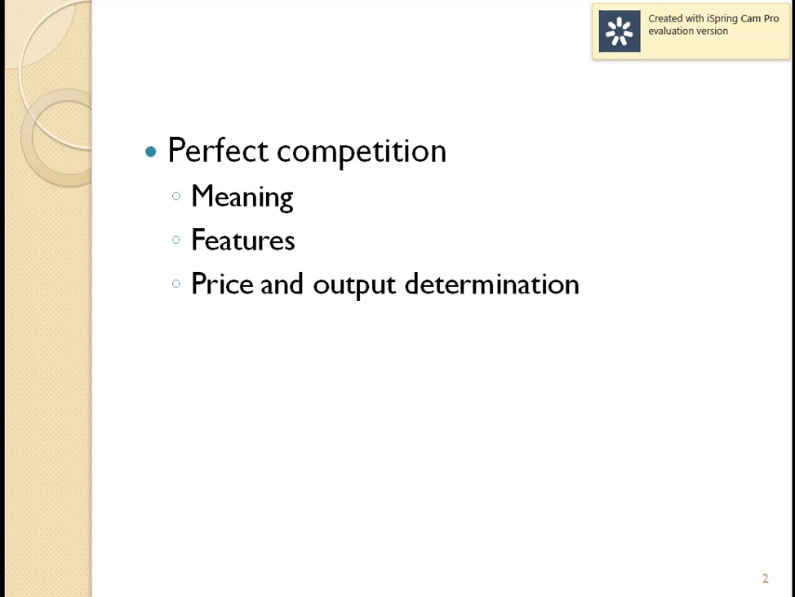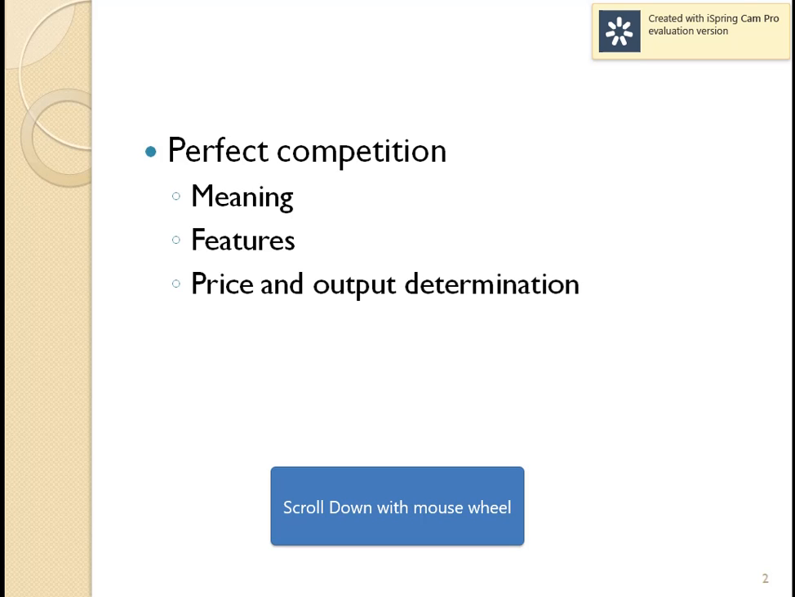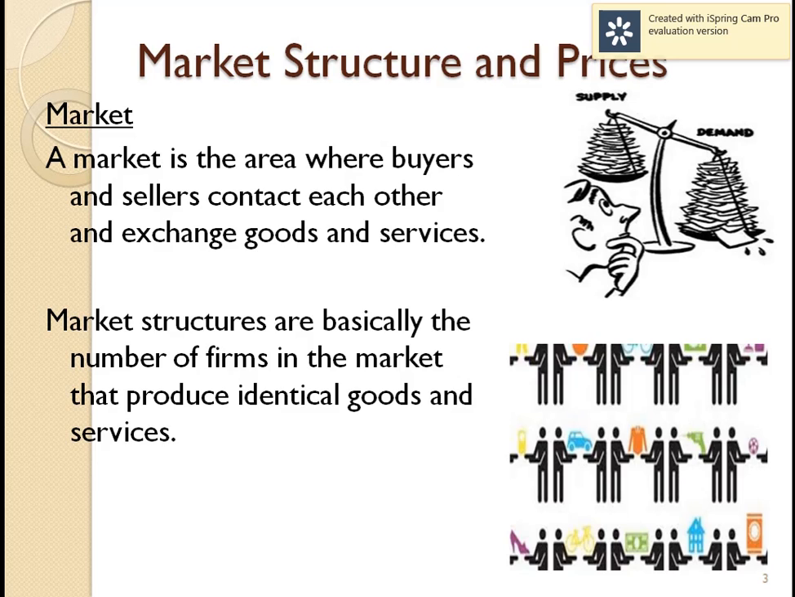In today's class, you will learn perfect competition, meaning its features, price and output determination under perfect competition. Before we learn all these things, we need to know what is market structure and prices. A market is an area where buyers and sellers contact each other and exchange goods and services. Wherever you find any place where buyers and sellers meet and exchange their goods and services, that geographical place will be called a market.